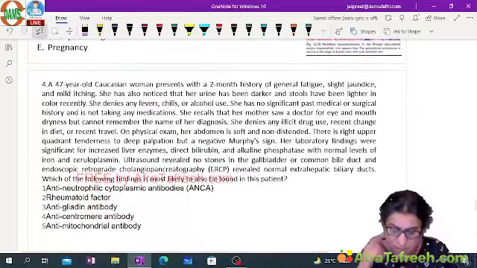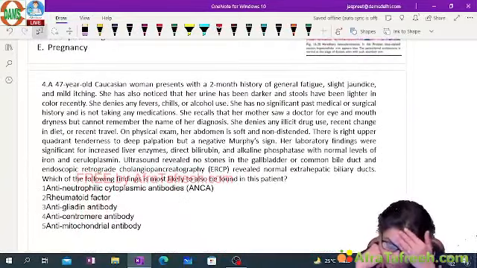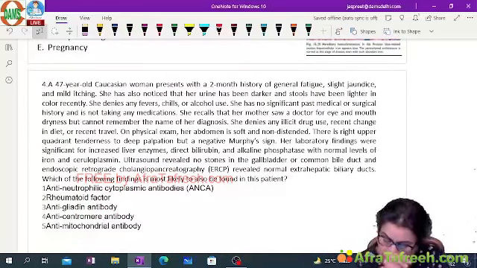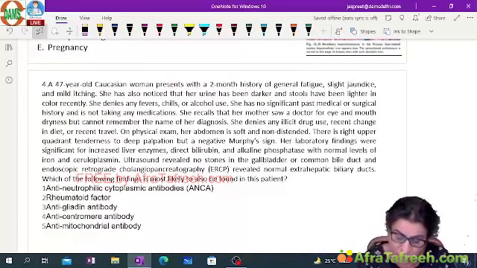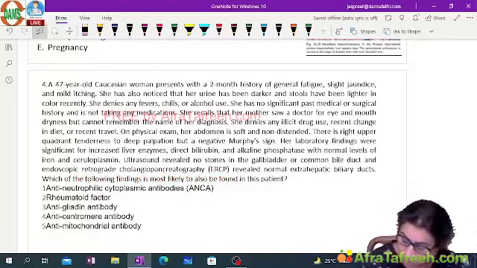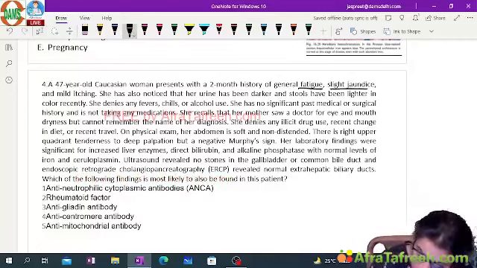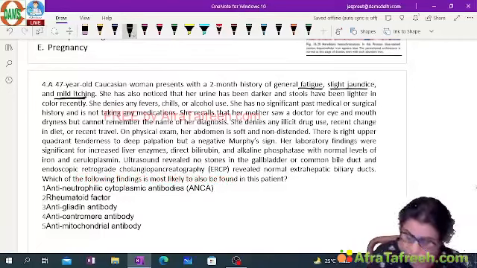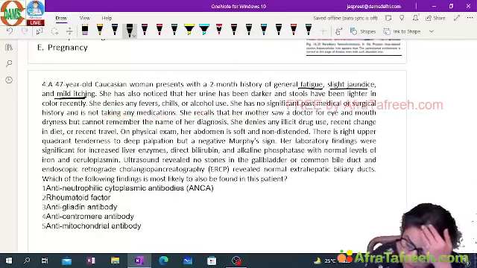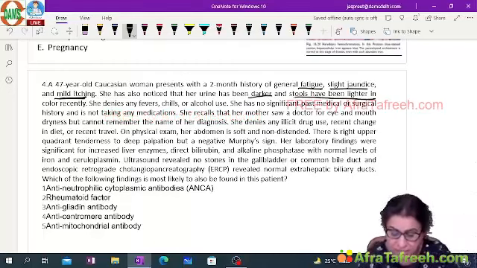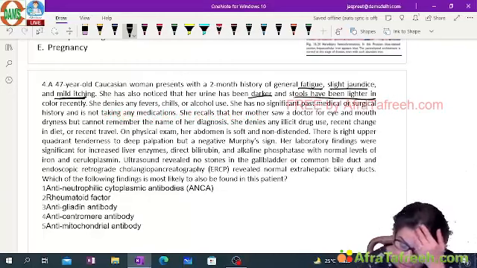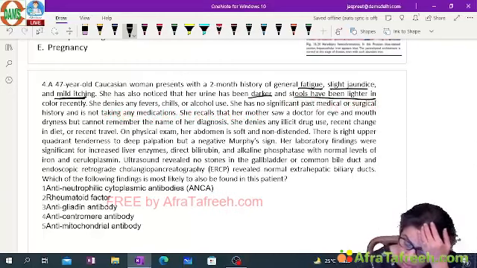Okay, look at this. A 47-year-old Caucasian woman presents with a two-month history of generalized fatigue, slight jaundice and mild itching. So this is important: slight jaundice, generalized fatigue and mild itching. She also noticed that her urine is darker and her stools have become lighter in color recently. She denies any fever, chills or alcohol use. She has no significant past medical or surgical history and is not taking any medication.